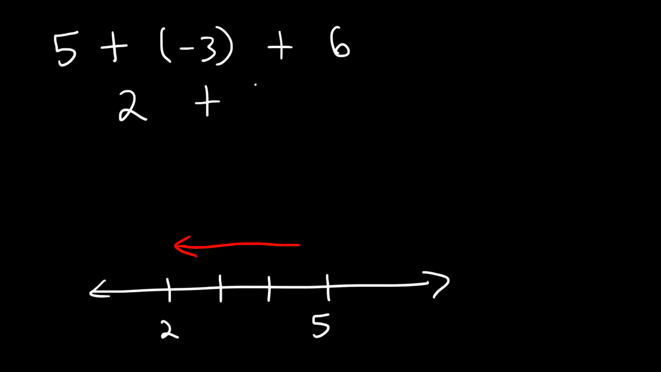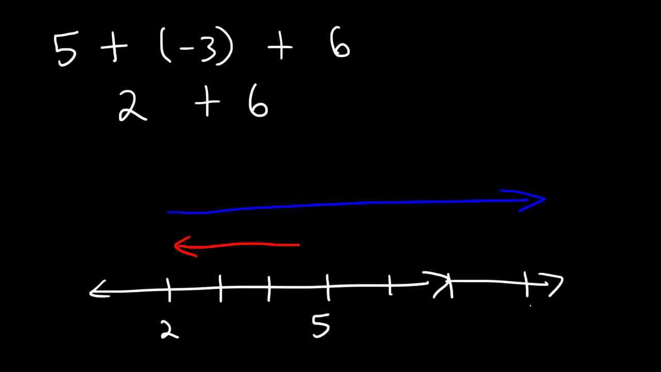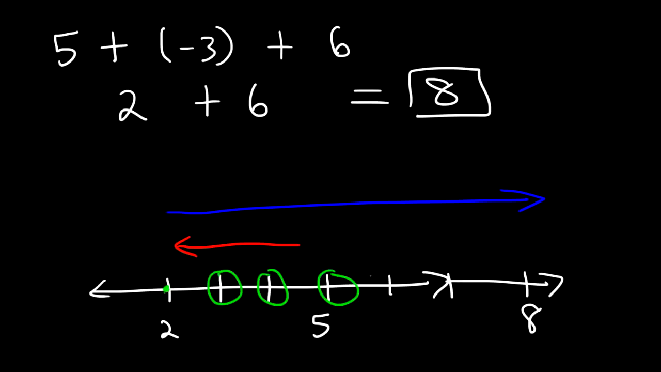Next, we need to add 2 and 6. So we have to travel 6 units to the right, starting from 2. So this will take us to 8. 2 plus 6 is 8. If you count it, starting from 2, this is 1, 2, 3, 4, 5, 6. So 2 plus 6 is 8, and that's the final answer.